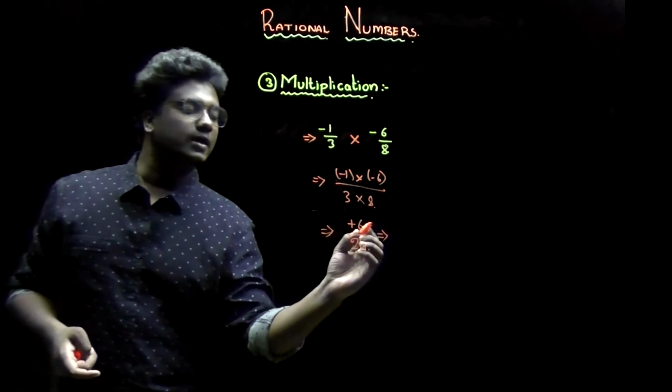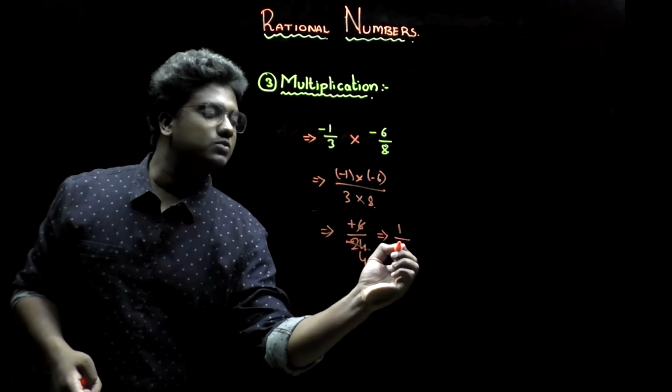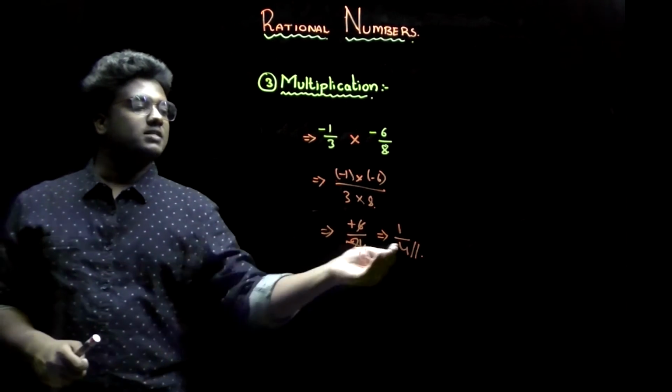This rational number can also be reduced. 6 ones are 6, 6 fours are 24. So the resultant value is 1 by 4. So the multiplication of minus 1 by 3 with minus 6 by 8 is 1 by 4.